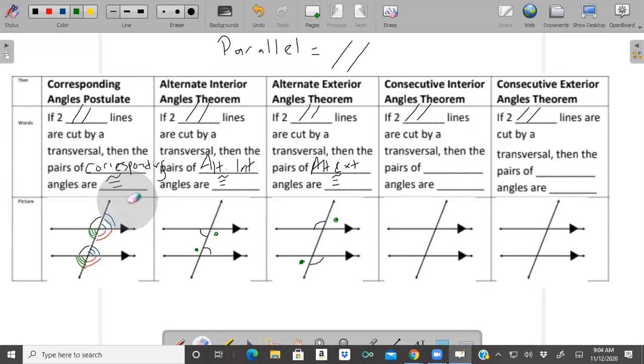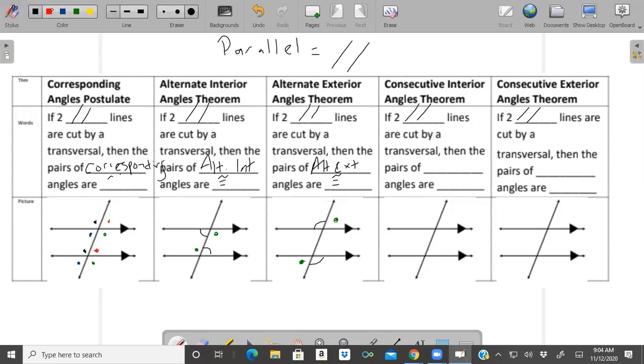I'm going to rewrite this one so it looks a little bit cleaner. But we're saying that this angle and this angle would be the same. We're saying that this angle and this angle would be the same. And we are saying that these two angles down here would all be the same. So all of the ones that have the same colored dots are the same as each other.